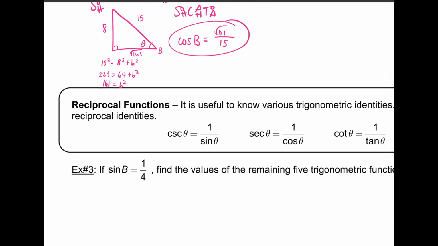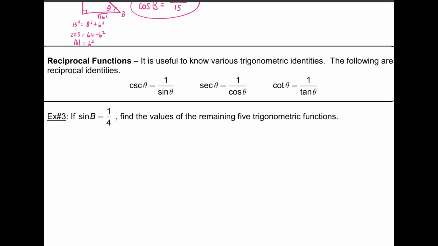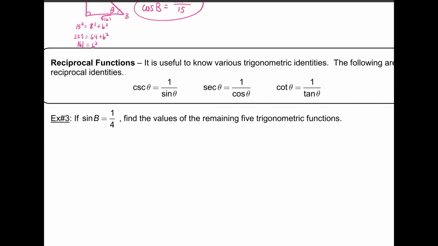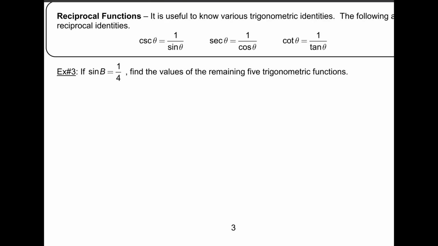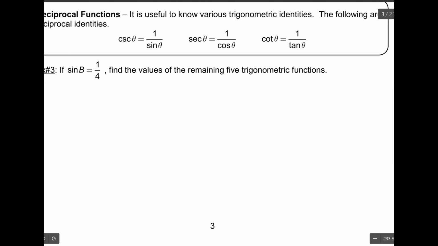So, reciprocal identities. We've done stuff already like this. It's useful to know various trig identities. The following are reciprocal. Cosecant is 1 over sine, secant is 1 over cosine, cotangent is 1 over tangent. So, for example, if sine of angle B is 1/4, find the values of the remaining 5 trig functions. So it's exactly what we were just doing.